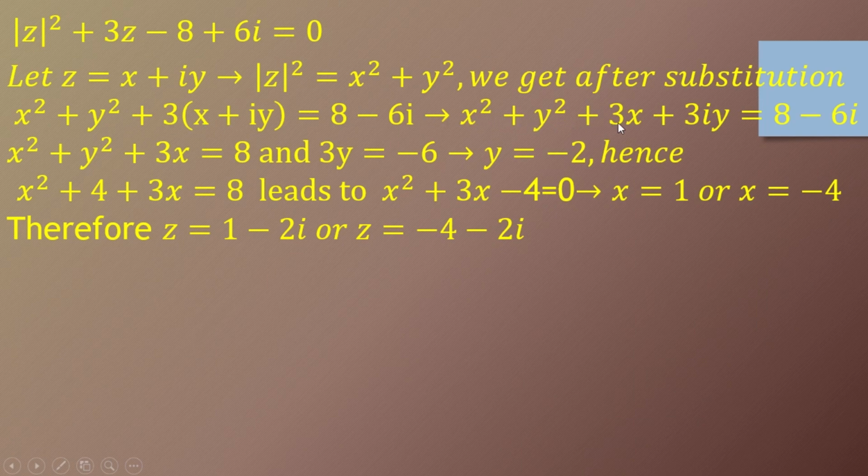x squared plus y squared plus 3x equals 8, and 3y equals minus 6. What do we conclude? y equals minus 2. Substitute y equals minus 2. We get x squared plus 4 plus 3x equals 8, which leads to x squared plus 3x minus 4 equals 0. Here we have x equals 1, or x equals minus 4 over 1, equals minus 4. Z equals 1 minus 2i, because y is minus 2 always, or z equals minus 4 minus 2i.